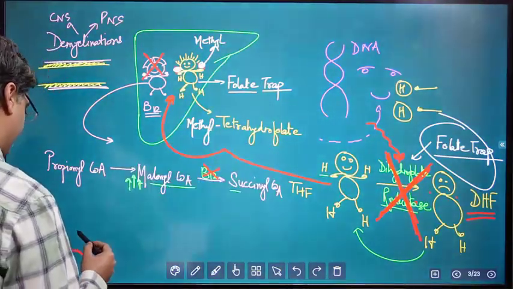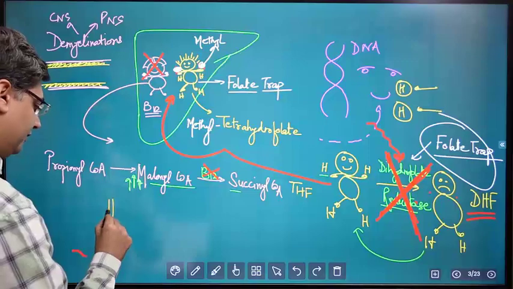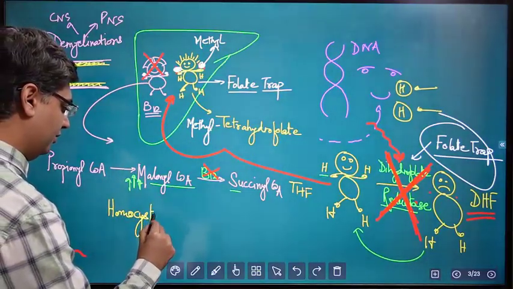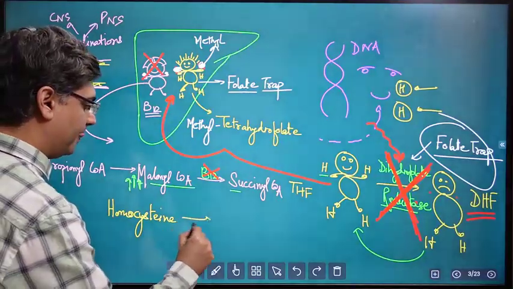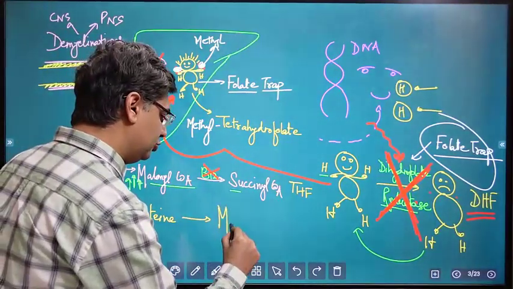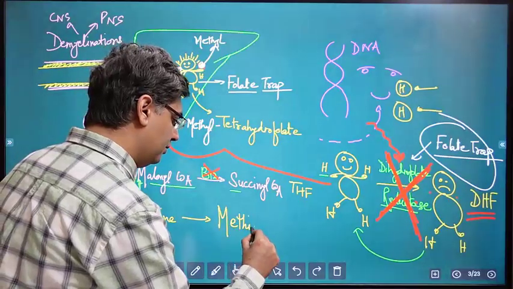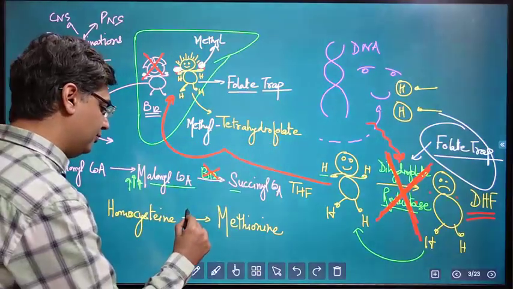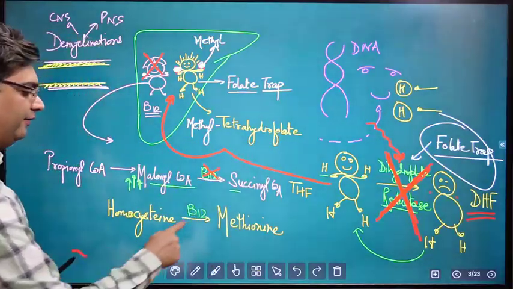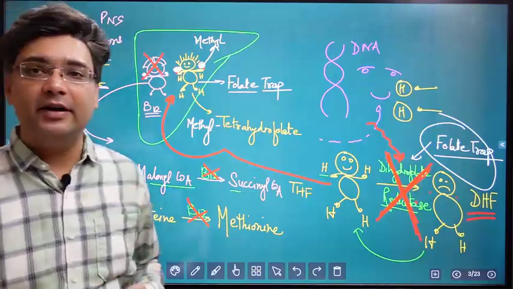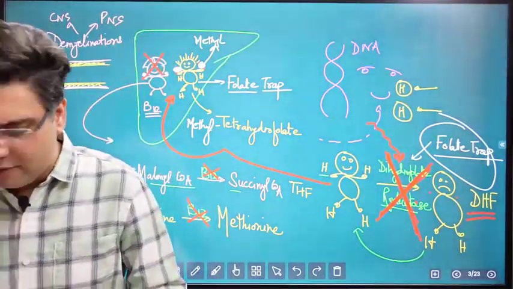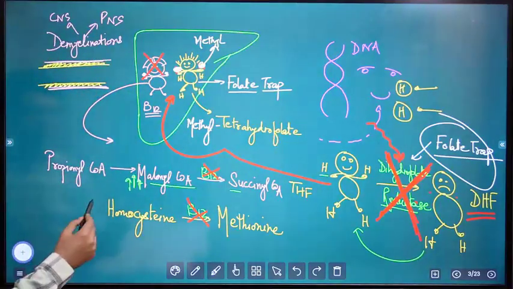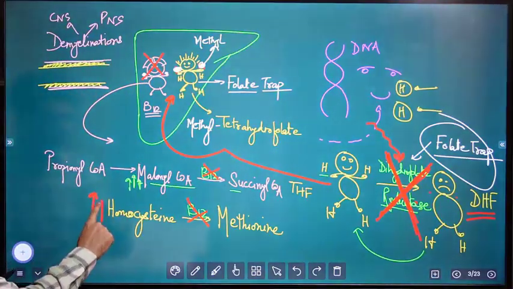Okay, one more reaction which takes place because of B12 is the conversion of homocysteine into methionine. Okay, we'll write this. Another thing is being converted with the help of B12. It is homocysteine, and homocysteine needs to be converted into methionine. Again, the catalyst which plays the role is B12, and when you have a deficiency of B12, homocysteine levels also start to go up.